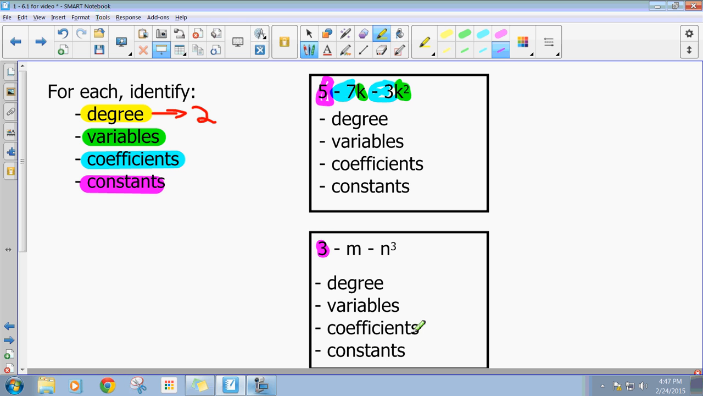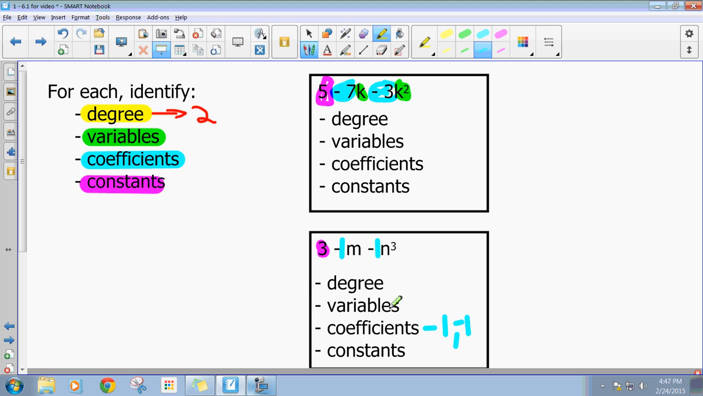The coefficients. Now this is a little tricky. It looks like we don't have any numbers being multiplied onto the m or the n. We know that when there is no number in front of your m or n, that it actually means that we have one m and we have one n. So in this particular case, our coefficients are -1 and -1.